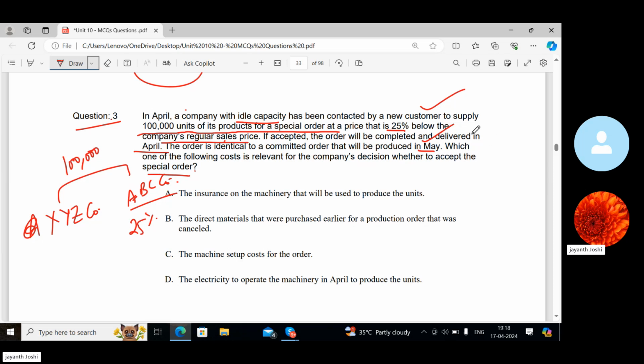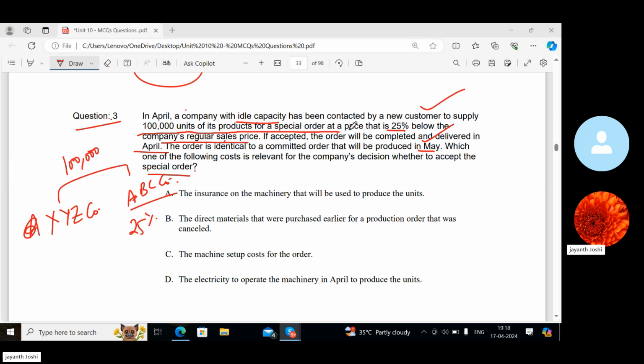Just a second, Shamil. Please go through this. So yeah, what is the answer for you for this? The direct material.